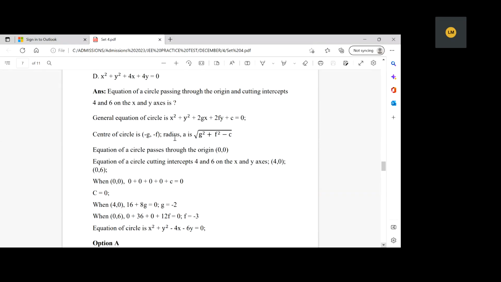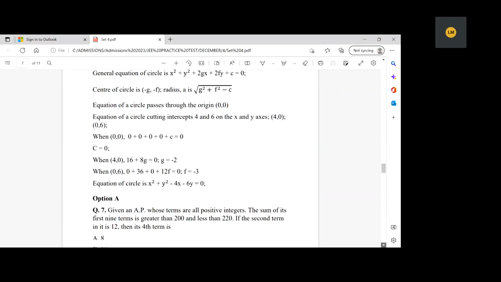I have written it somewhat in detail. This is the general equation that we know. You don't need to go this way. You can just substitute for each of them and find out the value of G and the value of F, and then you can solve it. So this will be x square plus y square plus 2 into minus 2x, which will be minus 4x, plus 2 into minus 3 into y, which will be minus 6y, plus c, which is equal to 0. C is also 0. So yes, I hope it's clear to everybody.